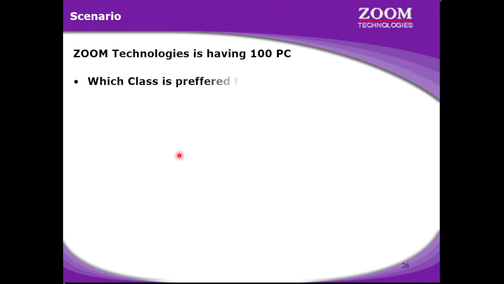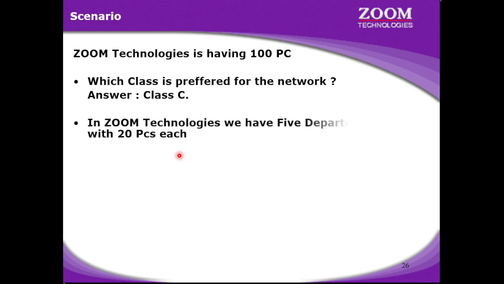Ang required sa kanya. Tapos, ang sabi sa atin, anong class ang prefer natin for the network? So, pinakamagandang gamitin natin from class A, B, and C is class C. Bakit? Meron kasi tayong 254 hosts, di po ba, na pwedeng gamitin or pwedeng mag-connect sa class C. So, ito po yung sagot, class C. Okay? Now, sabi, si Zoom Technologies daw, merong 5 departments, may 20 na computer each department, no?